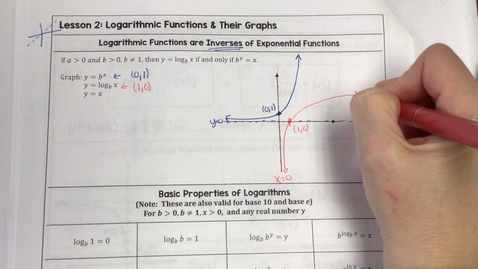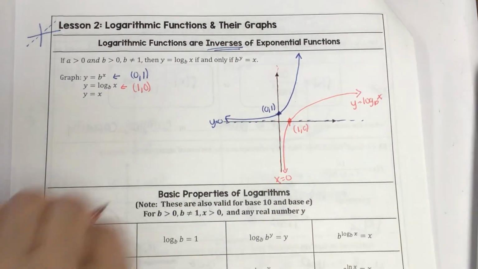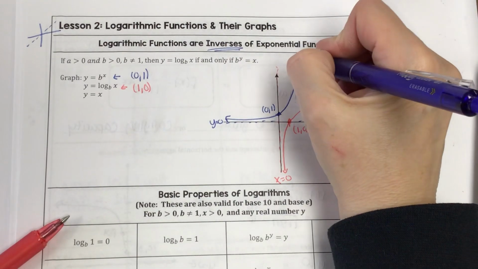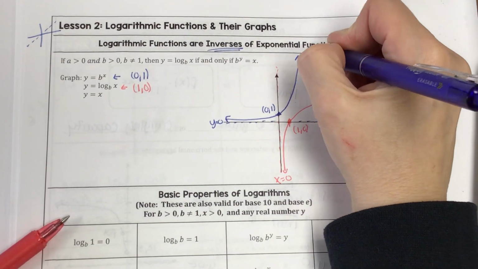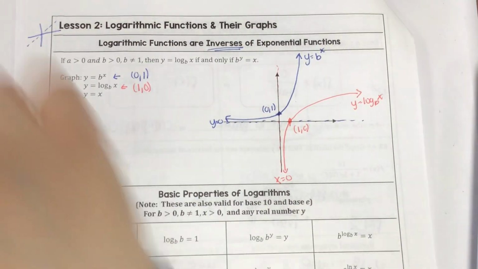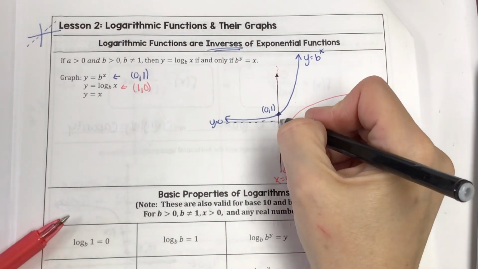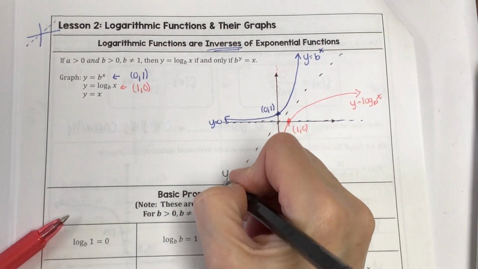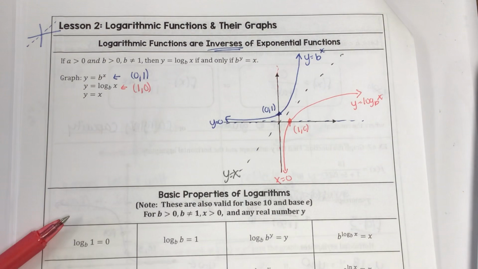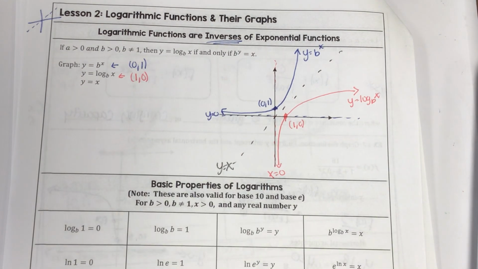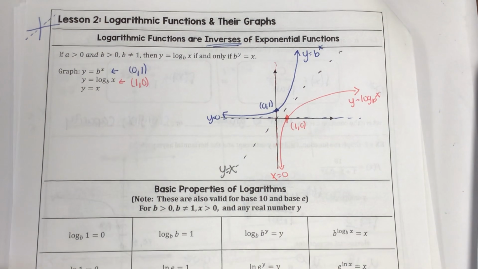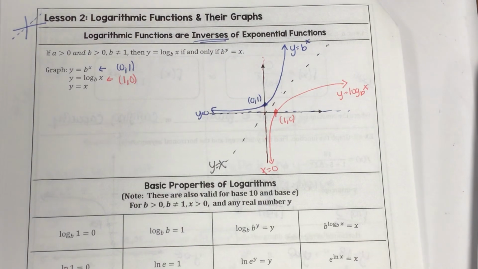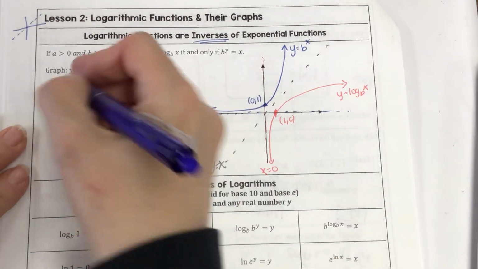So this is y equals log base b of x. This is y equals b to the x. And when we look at that identity function, y equals x, you can see those reflect across that line, correct? Yes? Does that make sense? So you can see where those inverse functions are.